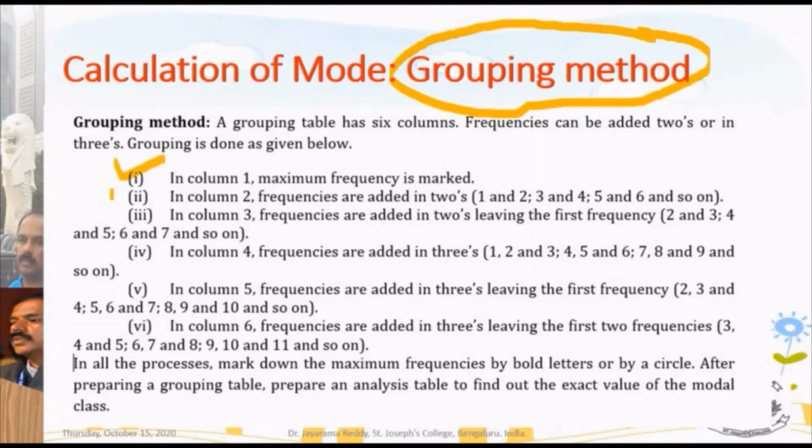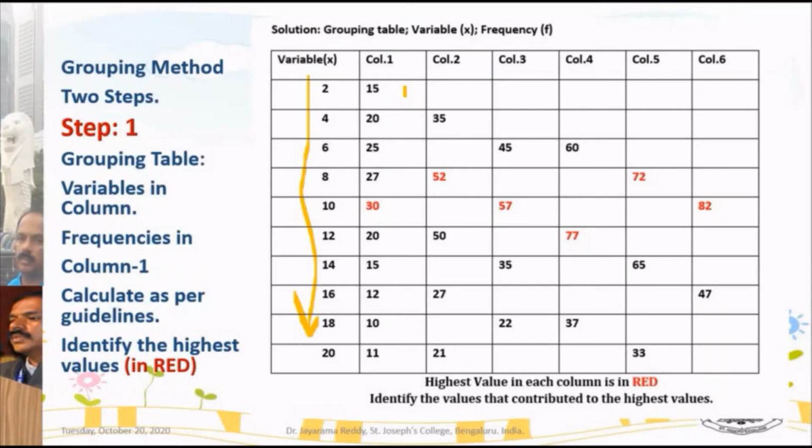In the grouping method, we have to have different columns, 6 columns, and in each column you have to make the entry of data as explained in the slide here. You carefully go through the slide and construct this table. So you have to have 6 columns plus 1 column for variables. In column number 1, we are entering all the variables. And the remaining 6 columns.